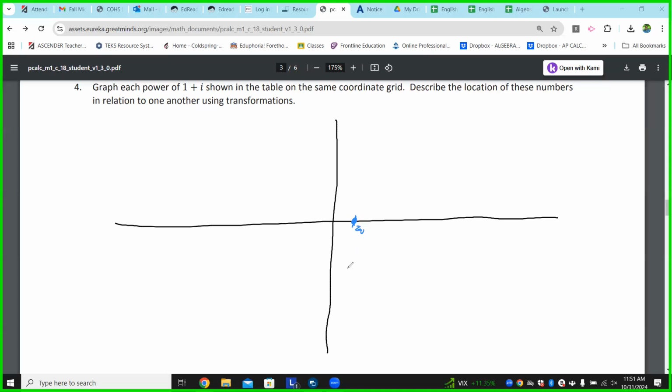This is our starting point. And then we have Z1, which is 1 plus i. How do I graph that? Good. So it'll be right 1, up 1, so it'll be right here. We'll call this Z1. We all agree? Z2 would be? Okay, so this would be like 2i. So Z2. Z3?